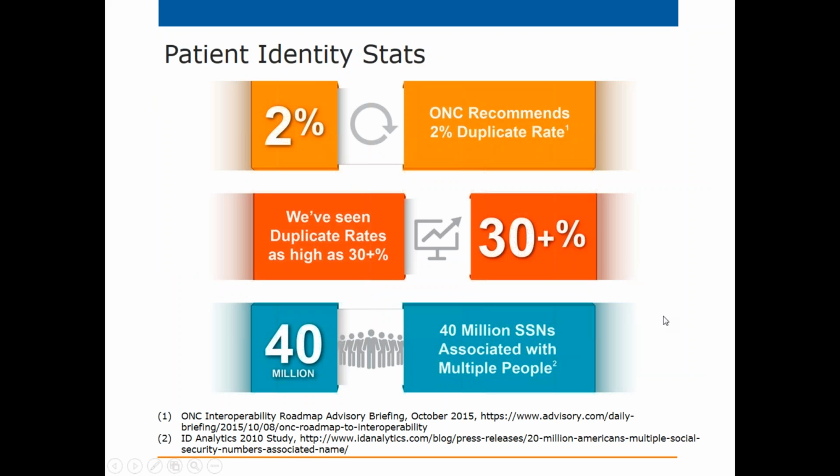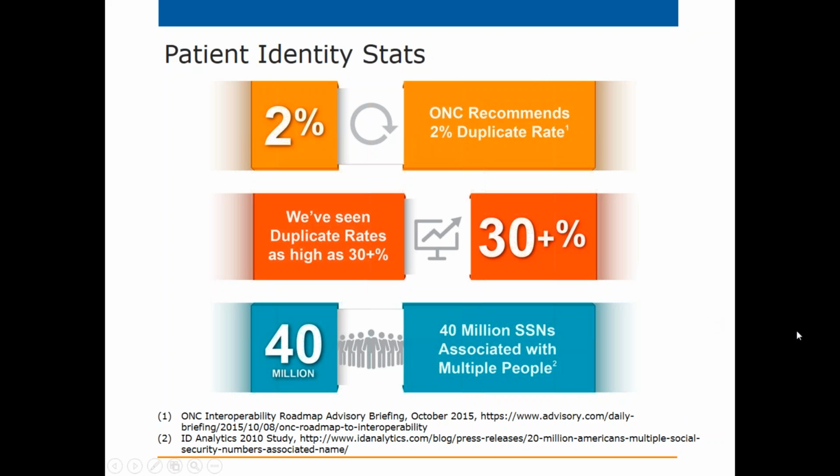And just a few stats on patient identity. The ONC recommends a 2% duplicate rate. A lot of folks, as we'll see in another slide, may not even know what their duplicate rate is within their EHR. We've seen duplicate rates as high as 30+%. So that's quite a few. You know, one in 3 or 4 patients are the same, and they didn't know it really. And so that was a good eye opener for them, so that they could then go and clean those up.